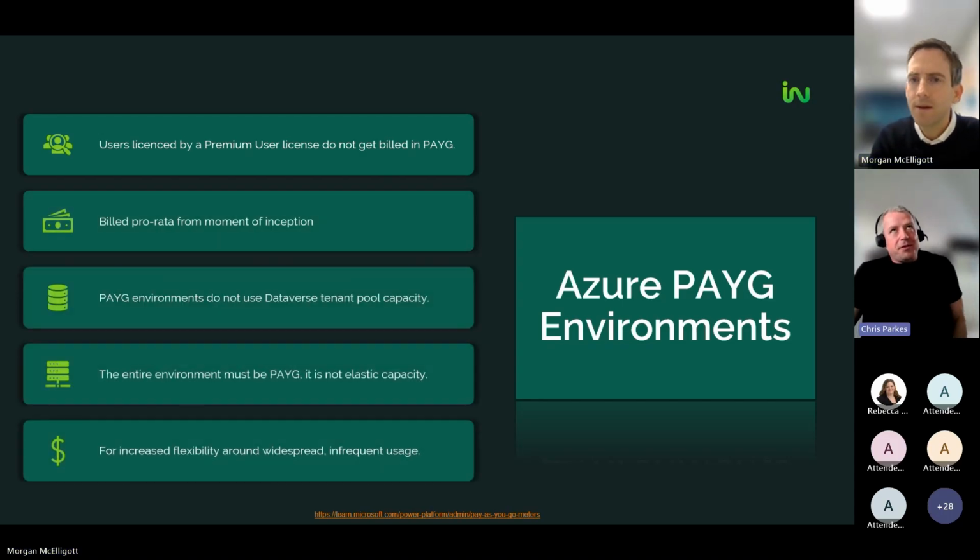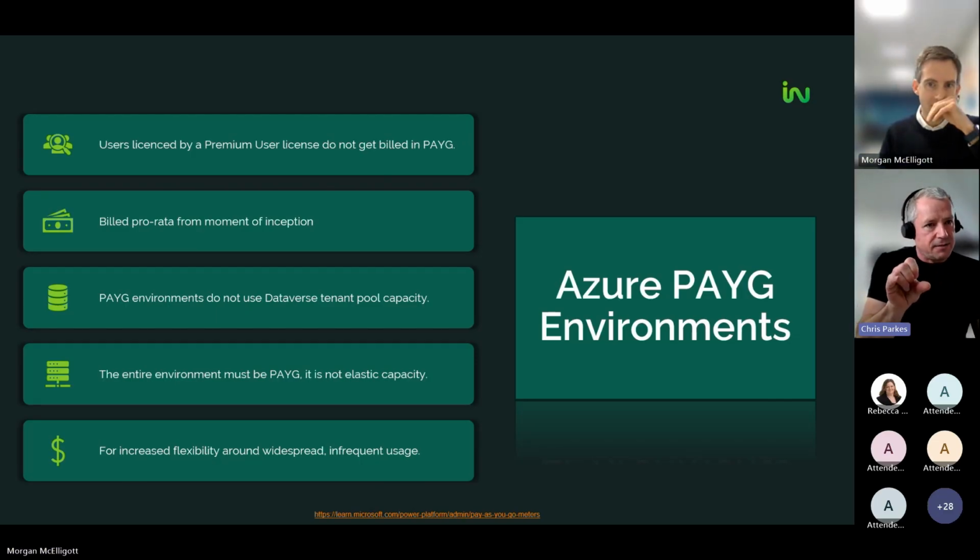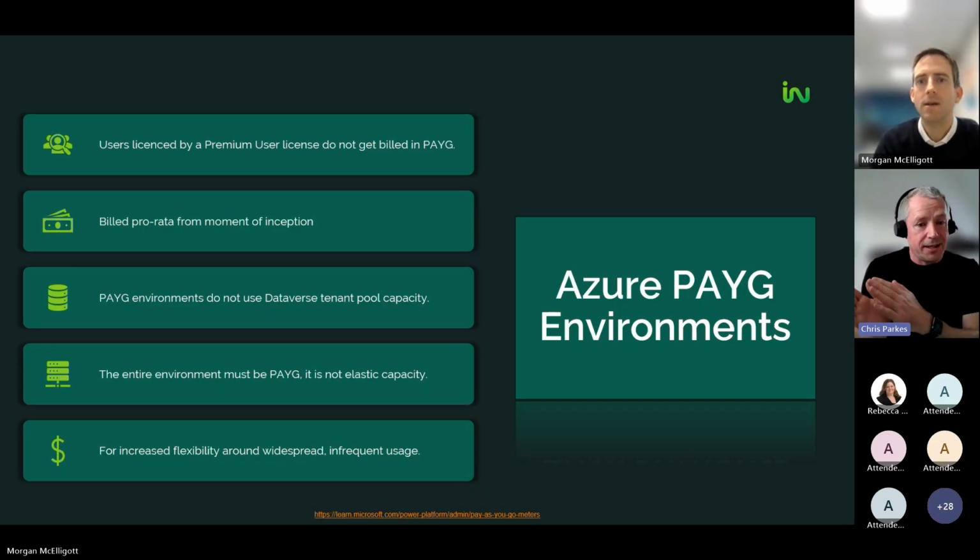Yeah. If you've got a Power Apps license, you don't get billed in pay as you go. I will say this is one path to bill shock, so just be careful about how you use this. It's not elastic capacity, so it's not like, in my Dataverse environment, let's say you've got 10 gig and then you need another 1 gig to go to 11 gig. The environment is either completely in or completely out. So widespread infrequent usage, absolutely.